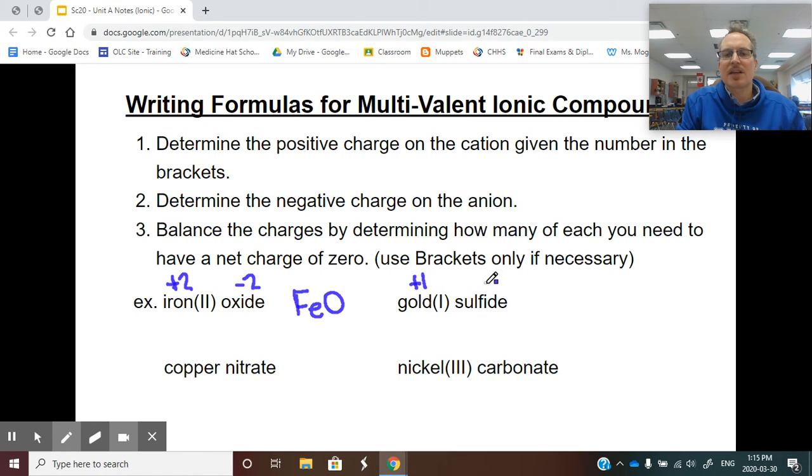Gold, 1, is going to be +1. Sulfide is sulfur. That's a -2. So I'm going to need more golds. 1, 2 golds. So this is going to be Au2S.